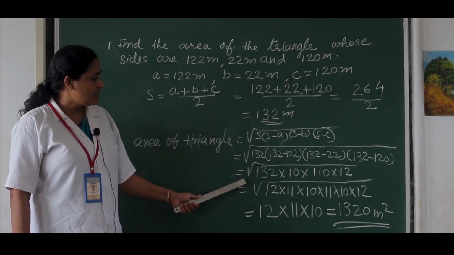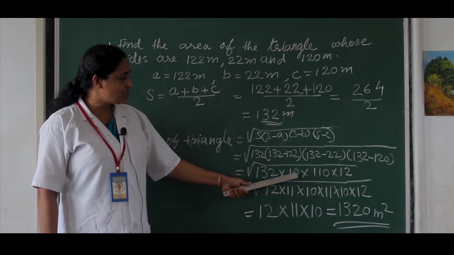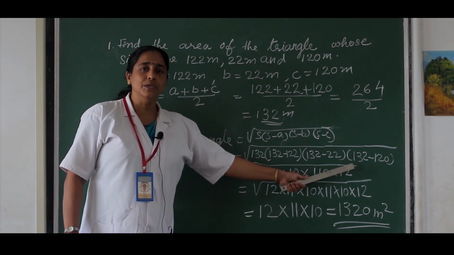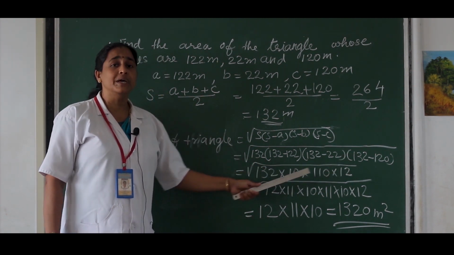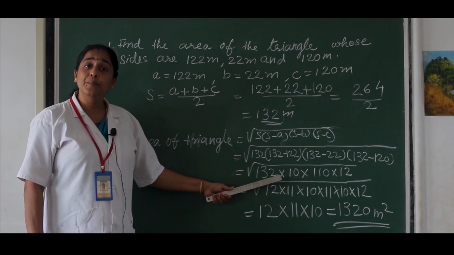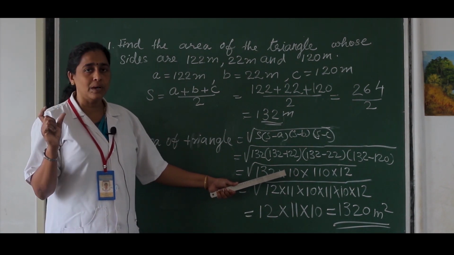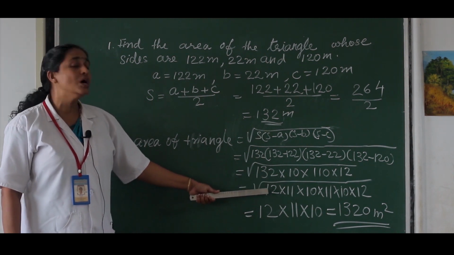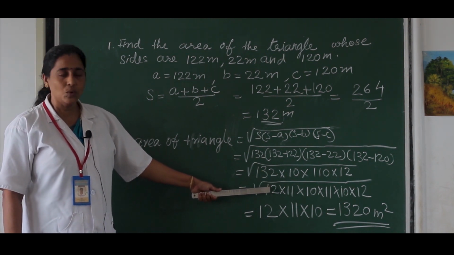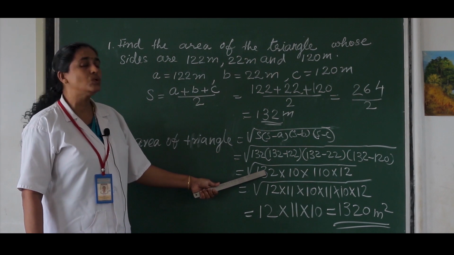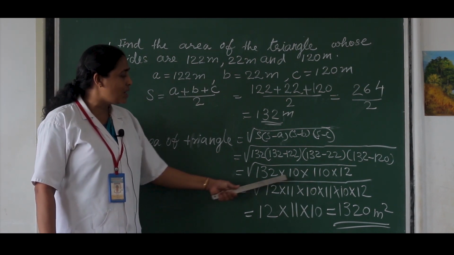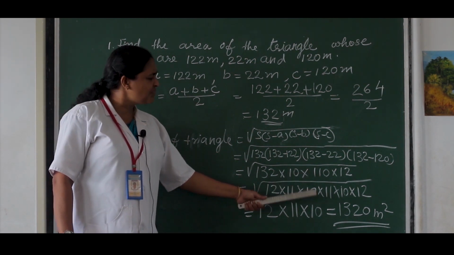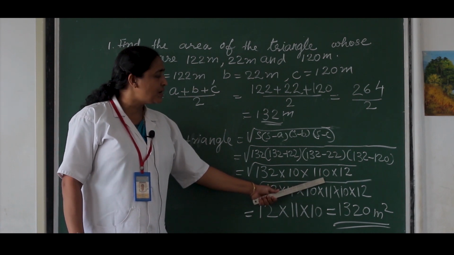It is 132 into 10 into 110 into 12. If we are multiplying this all, we will get a big number. So it is better to factorize these numbers to find out the square root. So 132 can be factorized as 12 into 11. Then we can write it likewise.